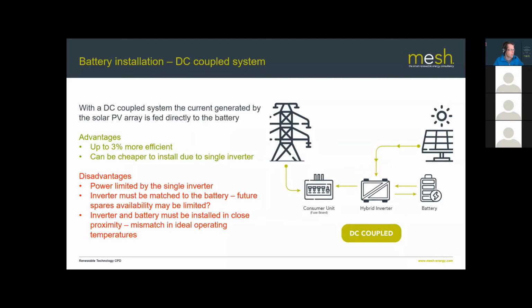And there's also a slight mismatch in the ideal operating temperatures between the battery and the inverter. The battery likes a nice warm environment, typically about 25 degrees is ideal, whereas the inverter would like a cooler environment, and you get this slight mismatch from that. So there's nothing saying that one system is better than the other. It is very much an installation specific thing to think about, but there are ups and downs of all these things.